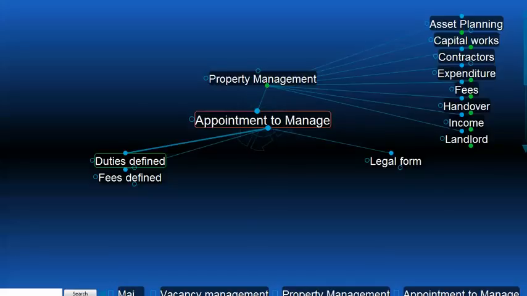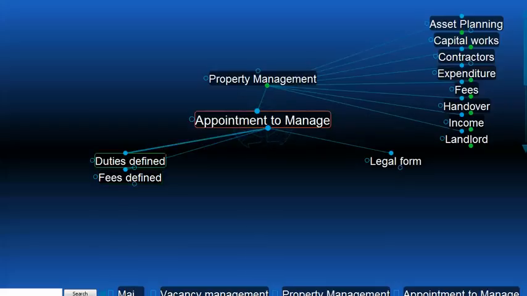So from the duties, you'll have fees being defined. Now, fees form various elements of income for the brokerage. You could have a flat management fee, you could have fees from rent reviews, perhaps fees from lease renewals or new leases within the property. So all of the fees that you charge will need to be defined in your appointment to act.